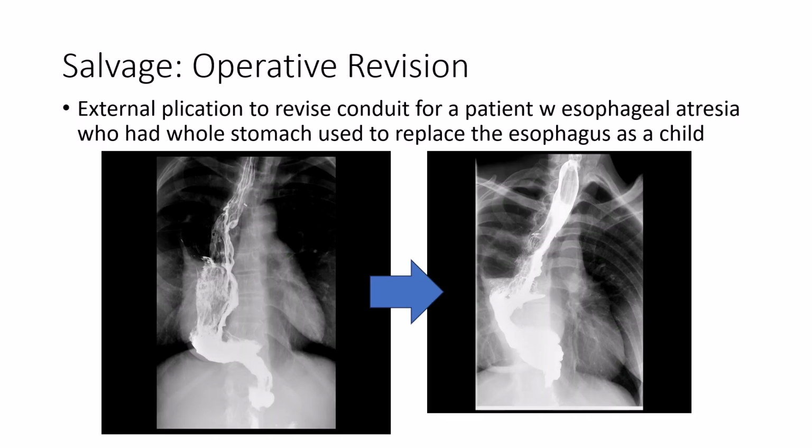Other salvage revisions can be seen here with this same patient. The external plication to revise the conduit was performed for this patient with esophageal atresia who had the whole stomach used to replace the esophagus as a child. The preoperative image is seen to the left and the postoperative image is seen to the right with a more straightened and narrowed conduit.